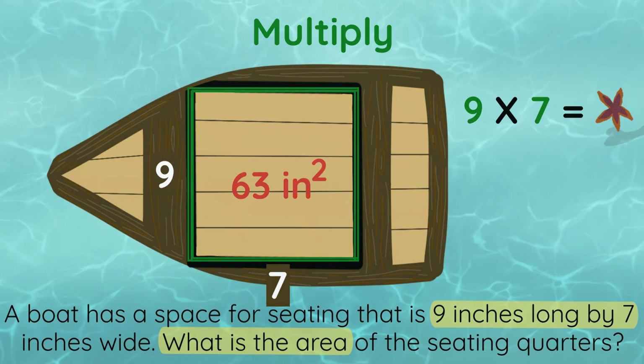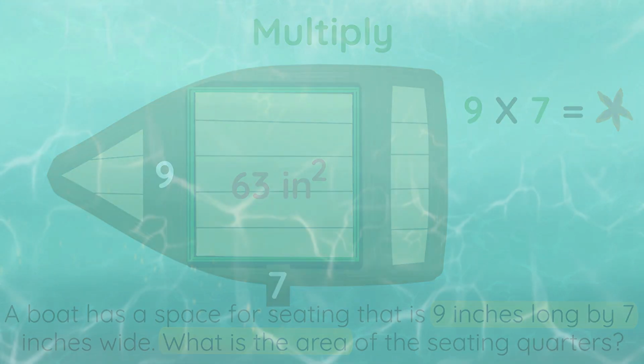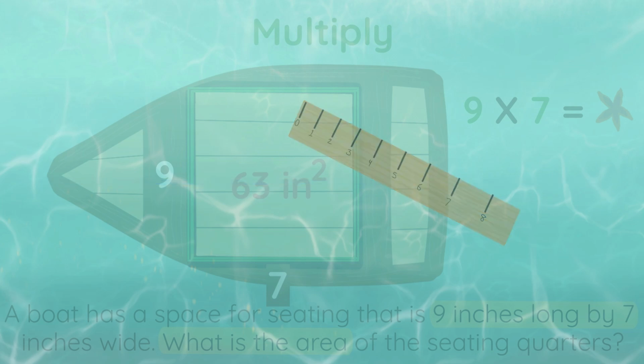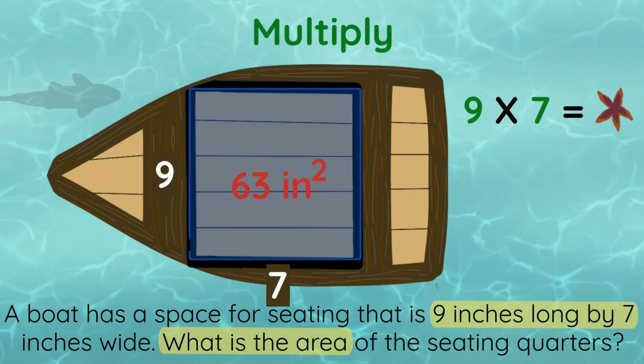Why is it so important to label it square inches, you might ask? Because this is what 63 inches looks like. You can measure it with a straight edge. And this is what 63 square inches really is. Area is the space inside a 2D shape.